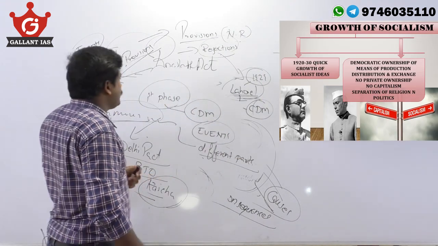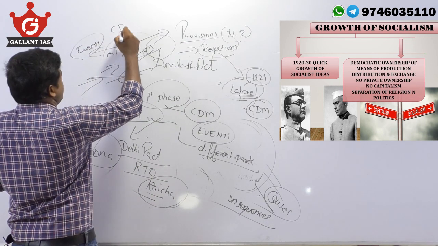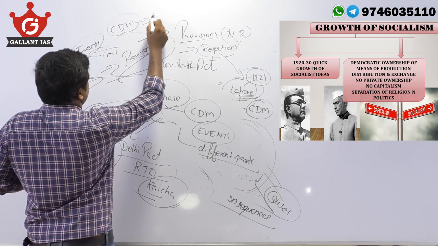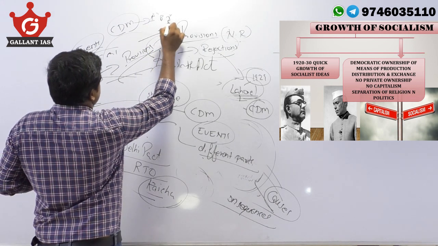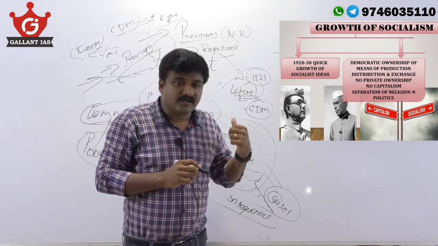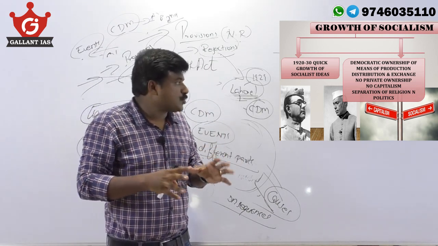This you have to focus upon. So CDM is a very, very important part. Civil Disobedience, the first and the second phase, which you have to focus upon. It's very important. Then comes socialism, Indian socialism.